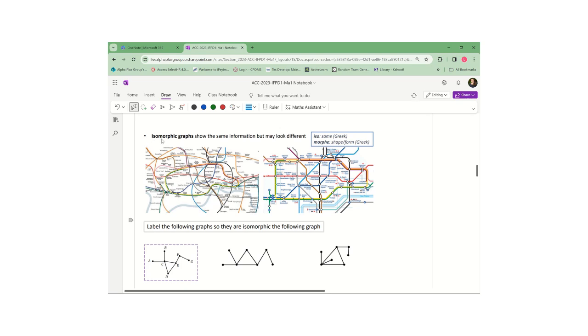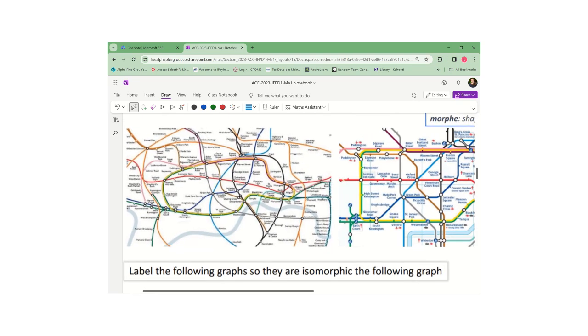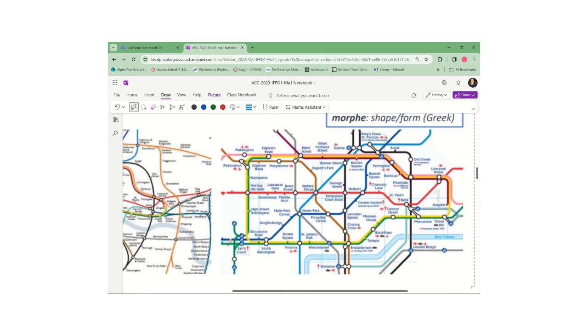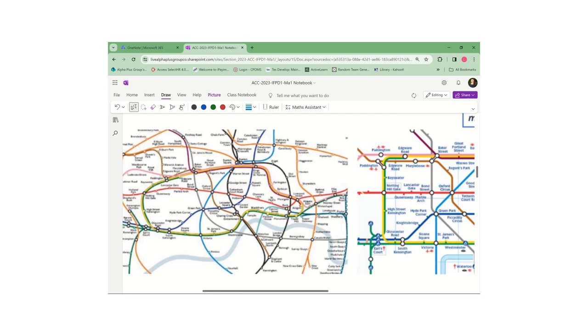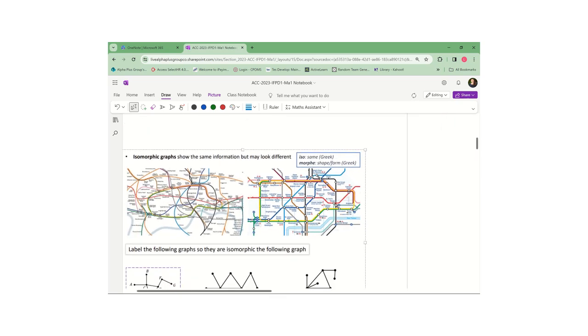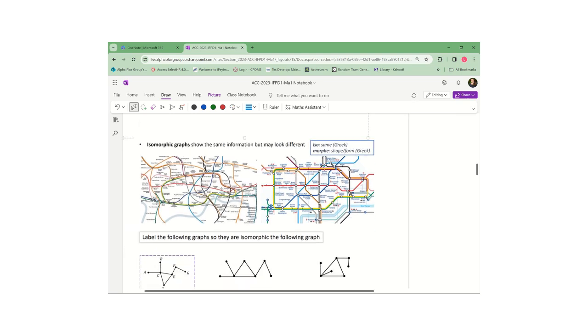Isomorphic graphs show the same information but may look different. So we could draw the tube map, for example, in different ways. The way you see the tube map in the conventional maps obviously isn't exactly how it looks in real life. It's been simplified and spread out to make it more readable, to make it clearer to figure out your routes. So it might look more like this, with the lines being a bit bendy and curvy if we were drawing a more realistic map, and over here it's been changed, but it's the same graph because the nodes are the same and the arcs between them are the same, it just takes a slightly different shape. So that's isomorphic graphs.